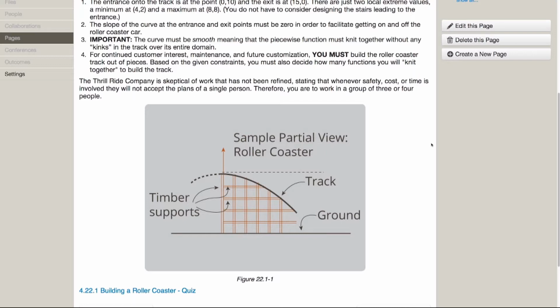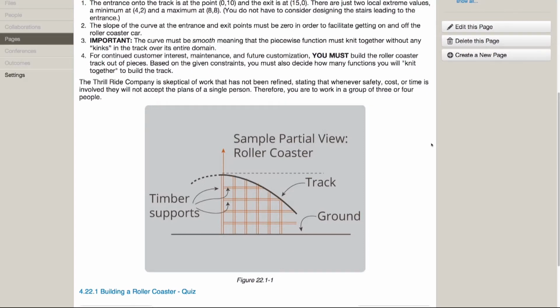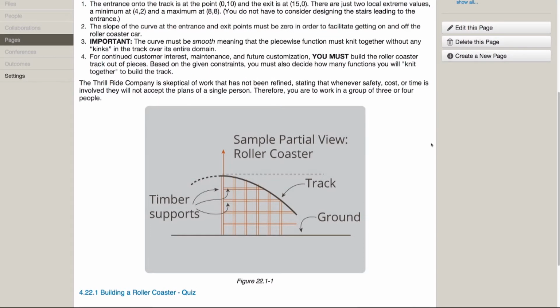There are specific max and min values. The slope of the curve is 0 at the entrance and also at the exit. The curves must be smooth so there cannot be any disconnected parts or cusps. The track must be made out of numerous pieces, therefore a piecewise function.